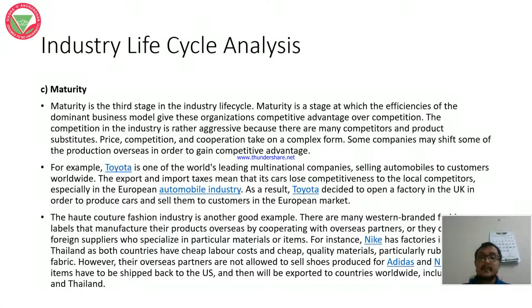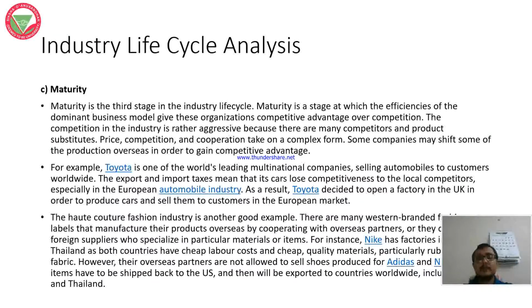The fashion industry is another good example. There are many Western branded fashion labels that manufacture their product overseas by cooperating with overseas partners. I was telling you regarding these Bangladeshi workers in apparels preparation. For instance, Nike has factories in China and Thailand, as both countries have cheap labor cost and cheap quality materials, particularly rubber and fabric. In Thailand and China, the production of rubber and fabric are comparatively more, therefore the cost of them is also low.